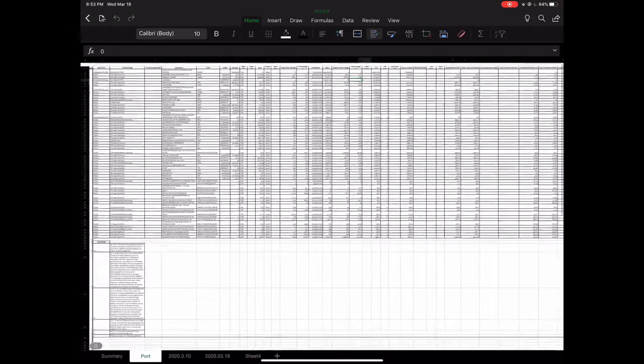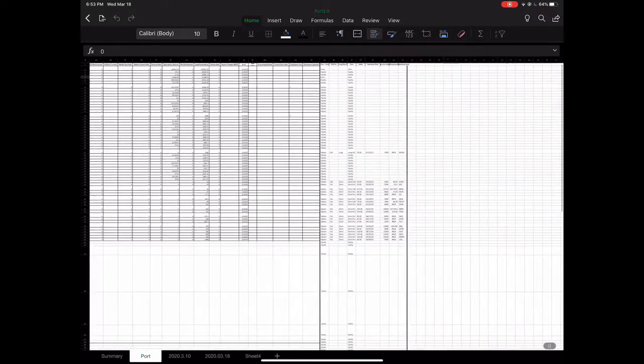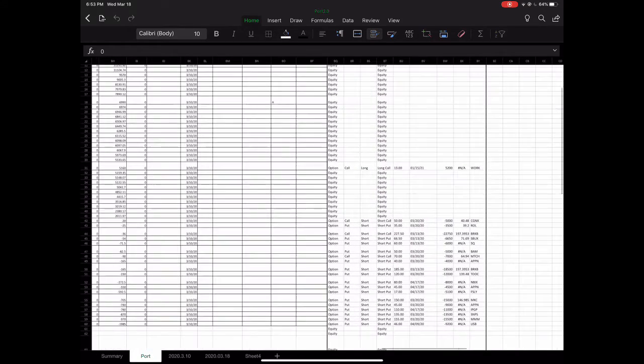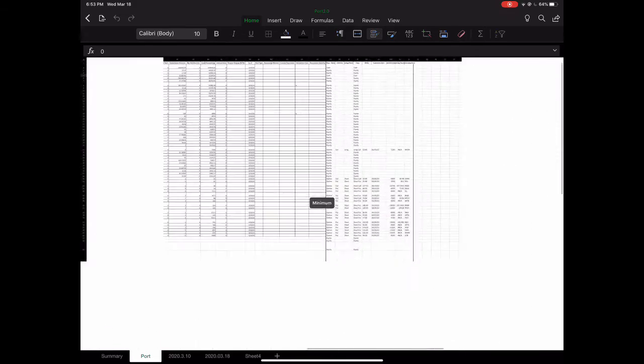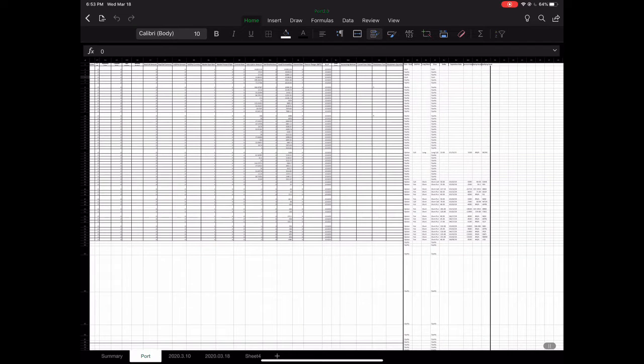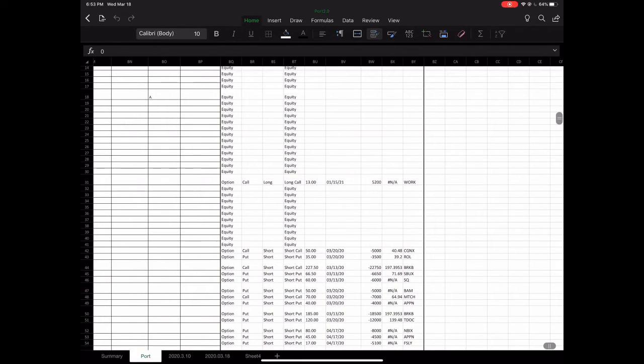So here's the portfolio tab. As you can see, there's a whole mess of data. Most of it is what came directly from an output from my brokerage. In columns BQ through BY are the values that I calculated using if functions, search functions. This is what I'm using to make my pivot table work.